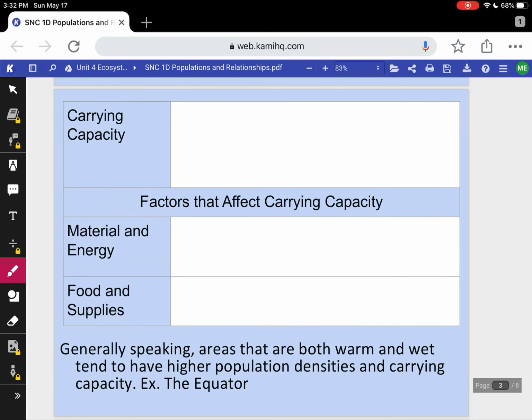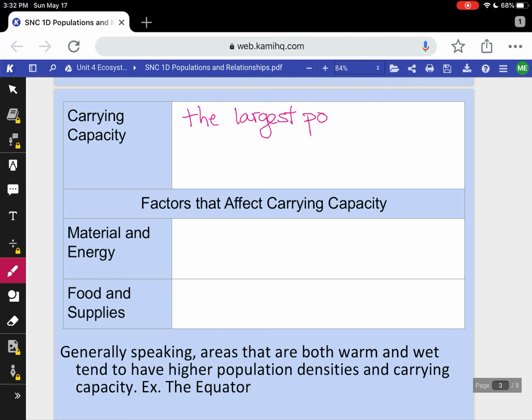So in this video, we're going to have a look at populations and the different relationships between organisms that are part of populations. So the first thing that we want to talk about in populations is something called carrying capacity. So the carrying capacity is the largest population of a species that an environment can support.